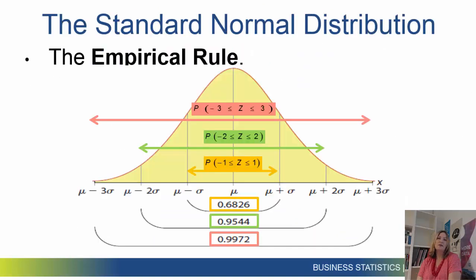One more thing to know about the standard normal curve is that there are certain probabilities that we observe with the shape of this distribution. Specifically, 68% of the data will fall plus or minus 1 standard deviation from the mean. 95% of the data will be contained within 2 standard deviations of the mean, and 99.7% of the data is within 3 standard deviations of the mean. This is known as the empirical rule, or the 68, 95, 99.7 rule.